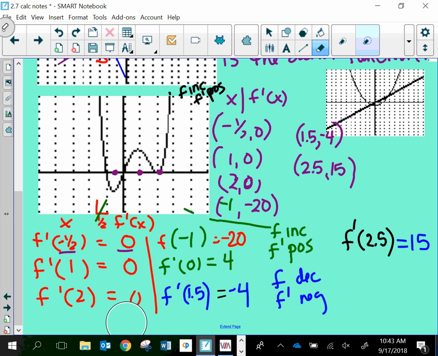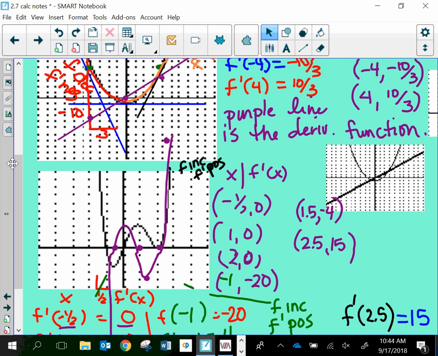Hopefully you won't do that too often. All right. 1.5, -4. And 2.5, 15. Okay, so here we go. This is the first one. Then we go here, then we go here, then we go here, we go up here. That's what it should look like, the shape.